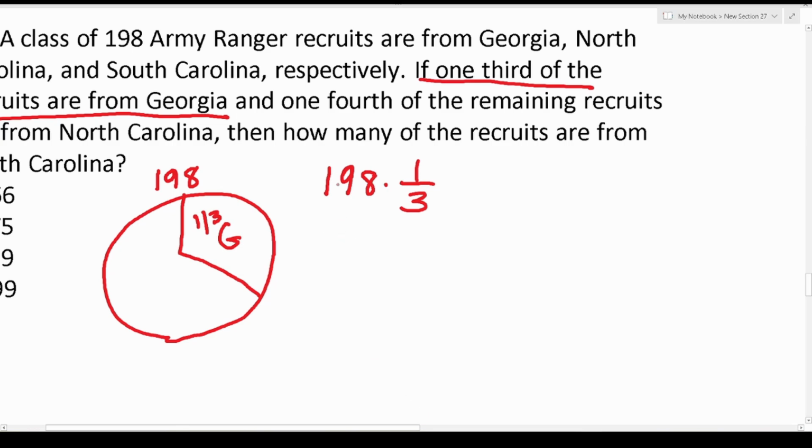And again, we're multiplying a whole number by a fraction. So we're going to go ahead and place this over 1 and then multiply straight across. This becomes 198 times 1, which is 198, over 3 times 1, which is 3.